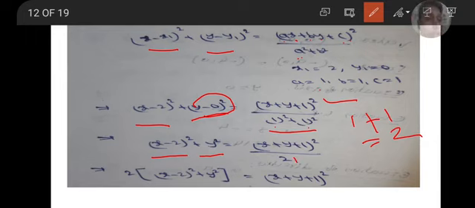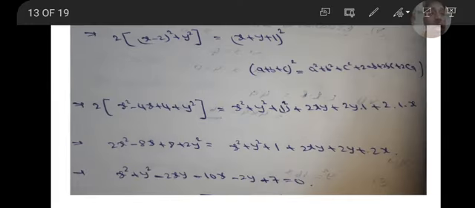So cross multiply, the 2 comes to the LHS side, that is 2 into (x minus 2) whole square plus y square equal to (x plus y plus 1) whole square. So, simplification, this is in the next slide. So we got 2 into (x minus 2) whole square plus y square equal to (x plus y plus 1) whole square.